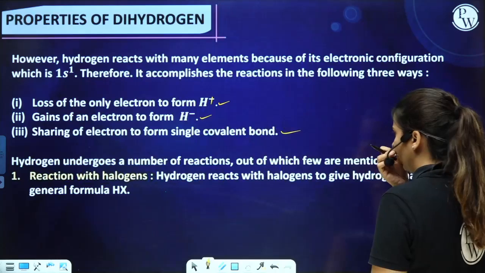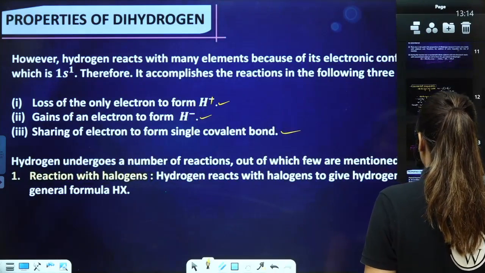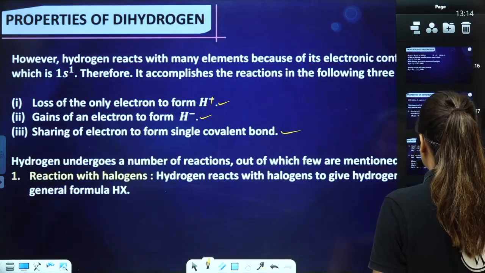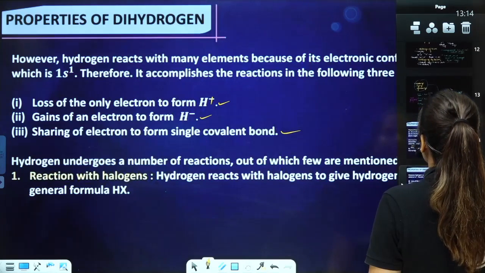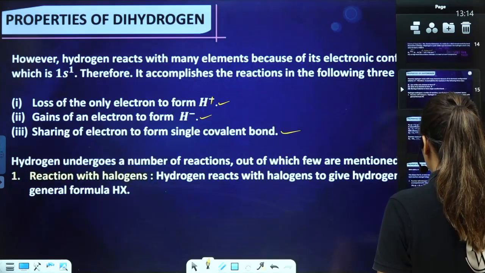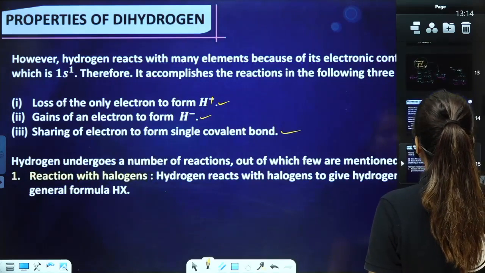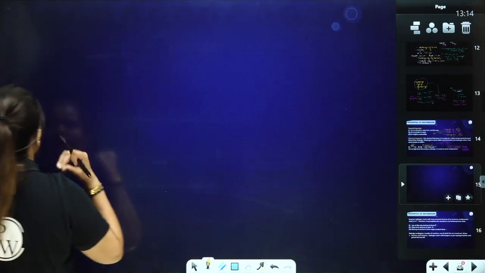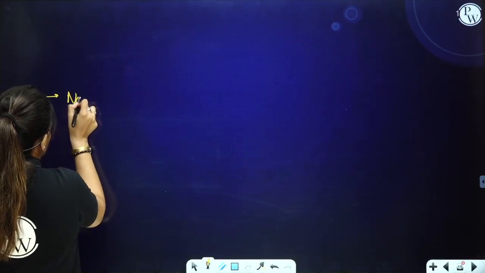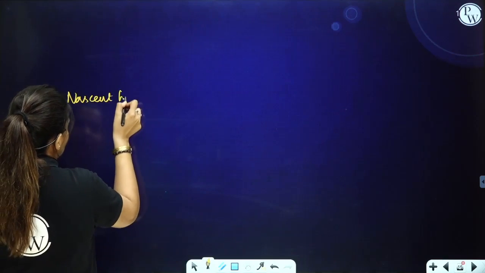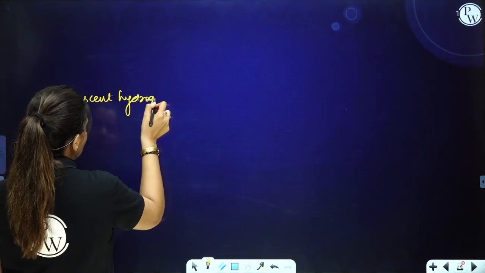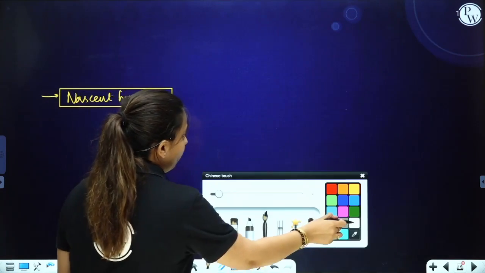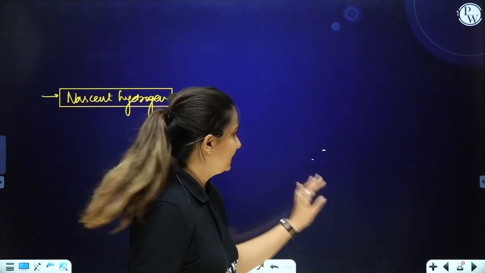Now one more thing I need to tell you over here: we have one more kind of hydrogen, that is nascent hydrogen. Like atomic hydrogen, we also have one more hydrogen which is called nascent hydrogen. Now what do you understand by the word nascent hydrogen?